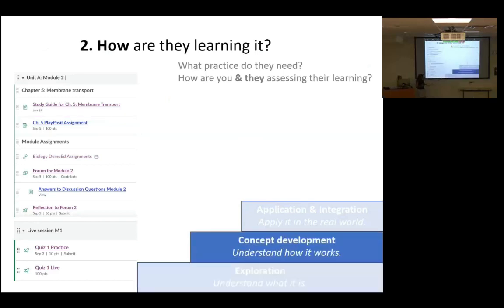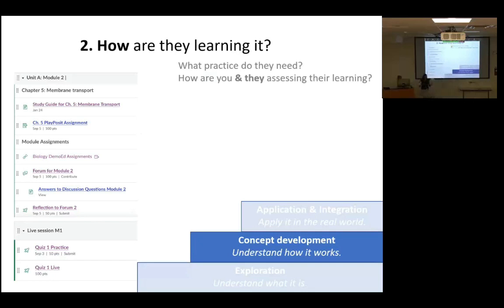So this part of concept development and understanding how it works is really important for GenBio 1, because in GenBio 1, we're talking about cellular and molecular processes. So these are things on tiny molecules interacting with each other that they've never seen, none of us have seen with our naked eyes, right? And so it's really hard for students to imagine how those molecules are interacting and why are they doing the things that they're doing.